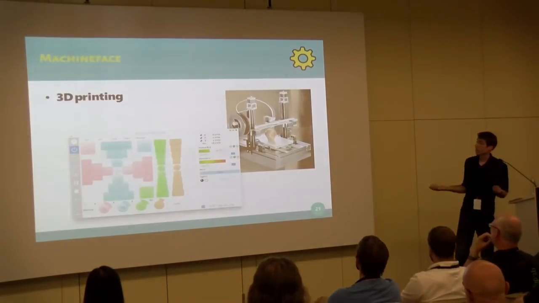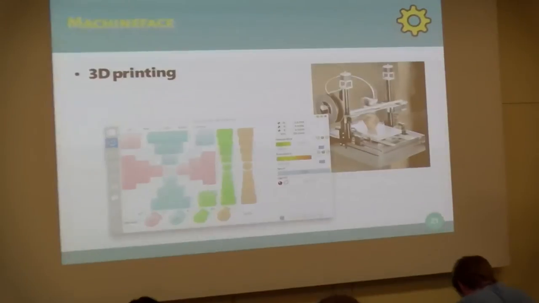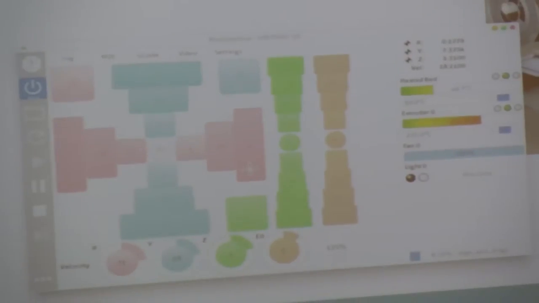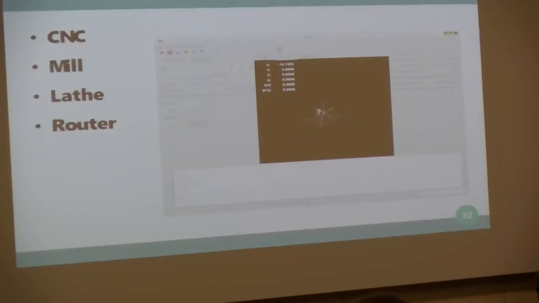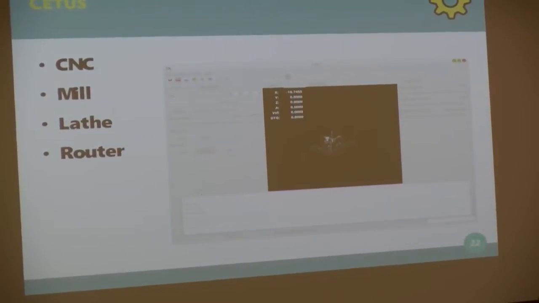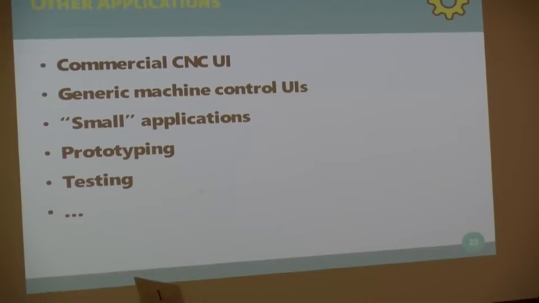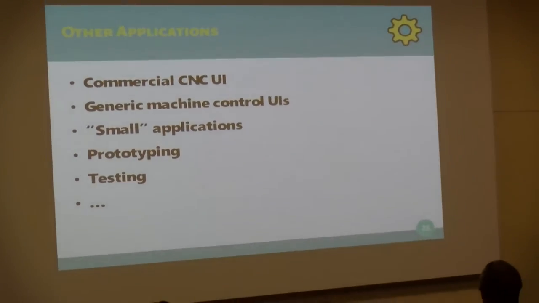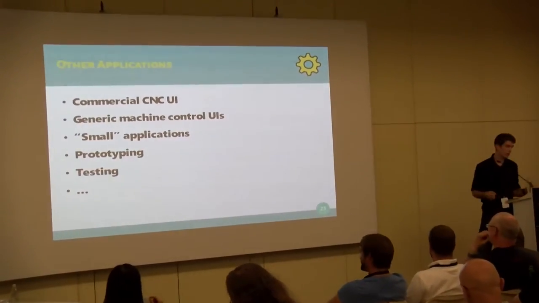So what are the applications? First of all, I created a user interface for 3D printers. It's very complete, with a lot of features. Then there's Ketos, which is a replacement for the Axis user interface of LinuxCNC Machinekit. It's for CNC mills, routers, typical applications of Machinekit. Other applications: I'm currently working on a commercial CNC user interface and generic machine control user interfaces, small applications, prototyping, testing, and so on.